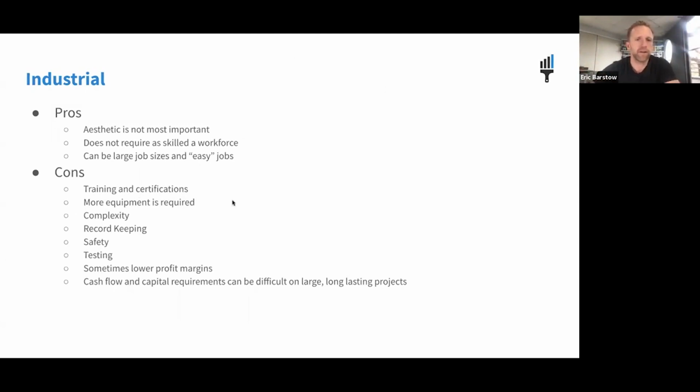Cons: sometimes when you get into industrial stuff, you're going to need training and certifications. You're going to need different types of equipment for different applications, different coatings, respiratory stuff, safety stuff. There's more complexity in these projects sometimes, especially a warehouse or distribution center, manufacturing center that's still operating while you're doing it. Record keeping can become an issue if you're doing stuff like water towers, bridges, or steel coatings, or you need things that are fire prevention or can withstand heat. So there's record keeping, there's more safety, more testing. Sometimes there's lower profit margins here. Again, depends on who you get in with and who you're working for. And then cash flow and capital requirements can be difficult on large, long-lasting projects.